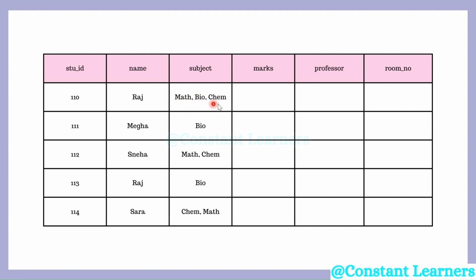Now since there are three values here in the subject column, which marks am I talking about? Math, bio or chemistry? Which professor are we asking about? Math, bio or chemistry? And which room number? Math classroom number, bio classroom number or chemistry classroom number? So this becomes complicated in this case, right? So first we need to transform this table into first normal form. And to do that, we need to create single valued attributes, or attributes with atomic values, right?